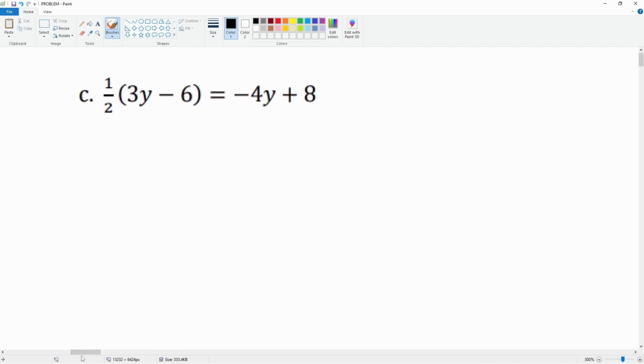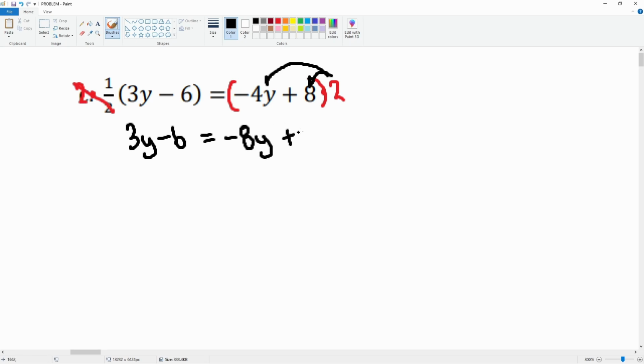And C. Yes, we can distribute this, or we can get rid of it by multiplying by 2 to both sides. If we multiply 2 to both sides, this cancels, leaving you with just a 3y minus 6 on the left hand side. And this is actually in parentheses because that 2 has to be multiplied to both terms. So 2 times negative 4y gets you negative 8y. 2 times 8 gets you a positive 16.